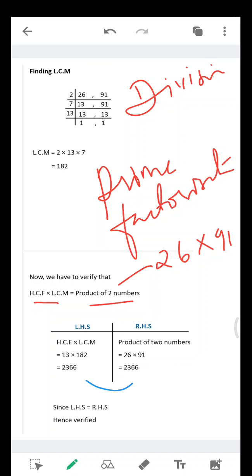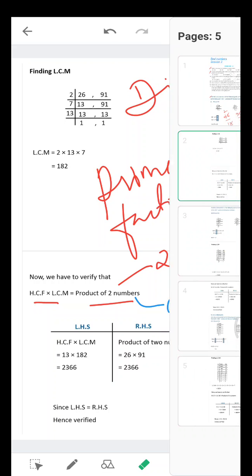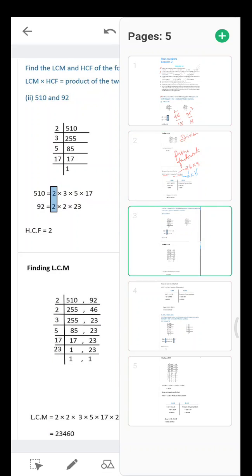Sometimes we write this product of two numbers as A into B also, where A will be one number and B will be the other one. As LHS and RHS are equal, we can say that it is verified. This happens for every number you take. This relation is true for every number.